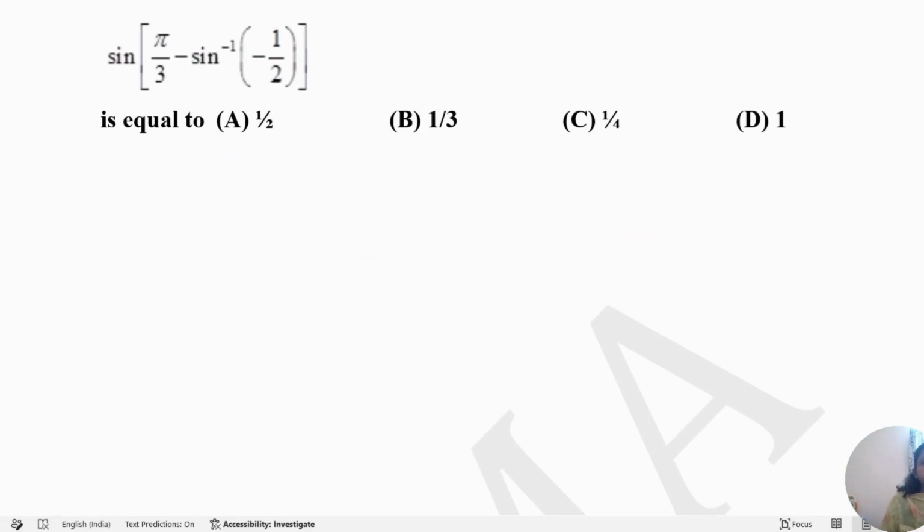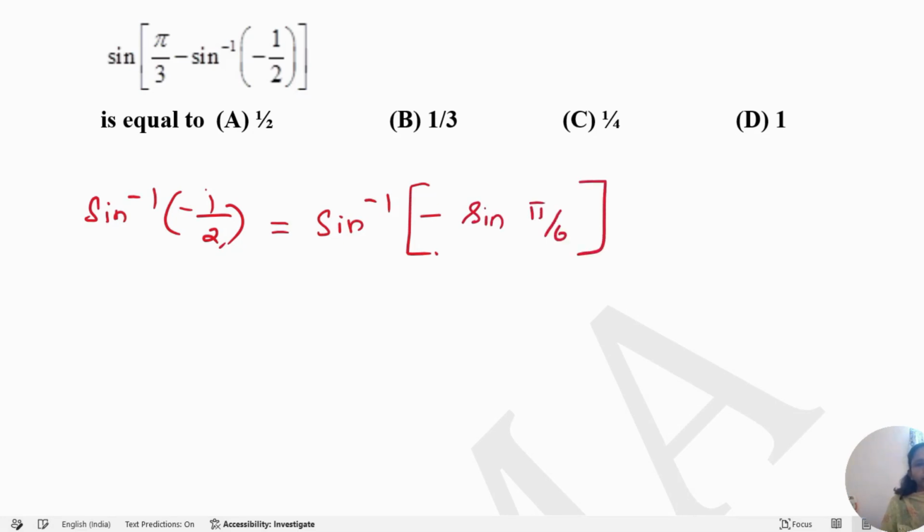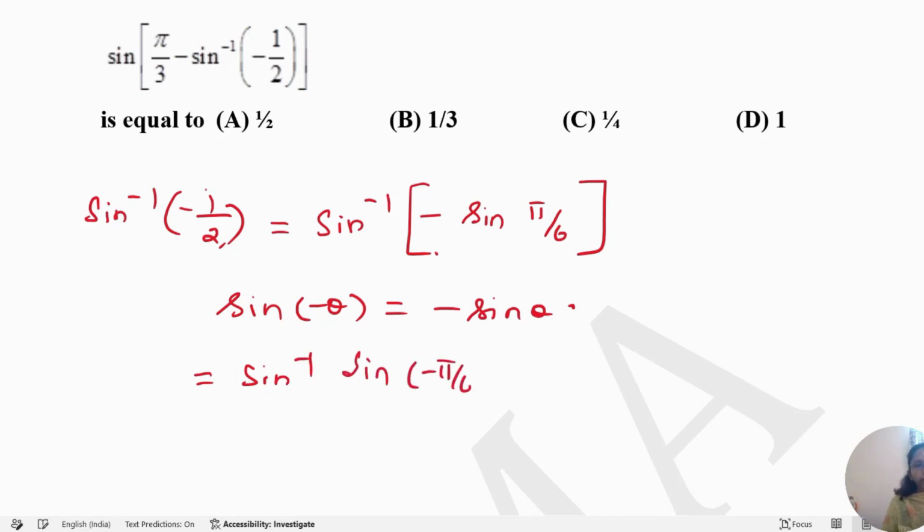And coming to the next question: sine of (pi by 3 minus sine inverse of minus 1 by 2). So if you simplify this data, sine inverse of minus 1 by 2 is nothing but, you can consider it like this, minus of 1 by 2, which in terms of sine is sine pi by 6. So we know sine of minus theta is equal to minus sine theta. You can apply that formula here. So sine inverse of sine of negative pi by 6. So the simplification here we got is minus pi by 6.